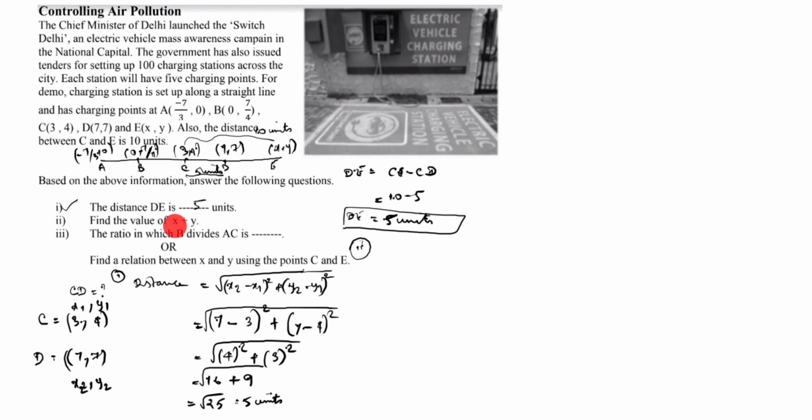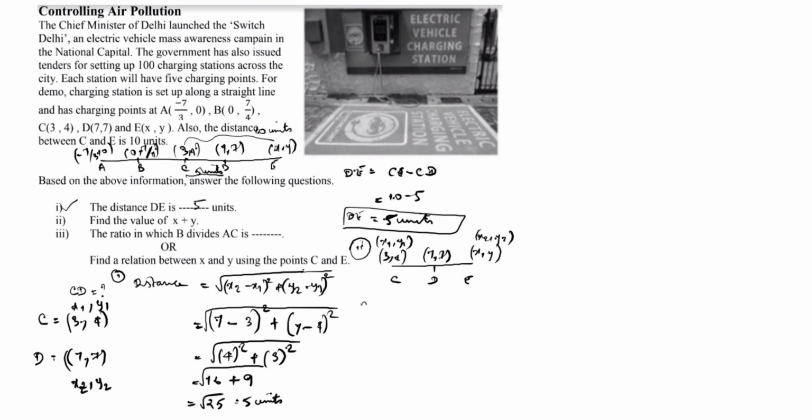Second one. We need to find the x plus y value. How will we find the x plus y value? You see, the E value is x comma y. So we need to find this x comma y value. So what you will do, D is the midpoint of CE. So we will take this 3, 4, 7, 7, x comma y. So this is x1 comma y1, x2 comma y2.